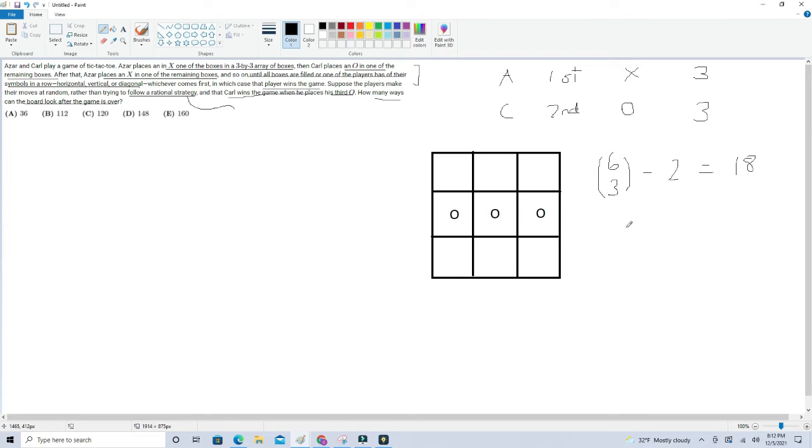Now, for those of you who just want me to elaborate further, 6 choose 3 is just 6 factorial over 3 factorial times 3 factorial, and just canceling out the 3 factorials and then canceling out another 3 factorial from 6, we get 5 times 4, which is 20, which we subtract 2 from to get 18. So just elaboration on the quick maths. But basically, the point is, in this configuration, we get 18 possible ways.